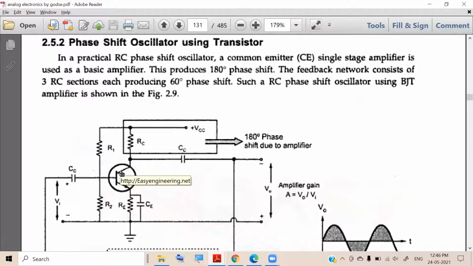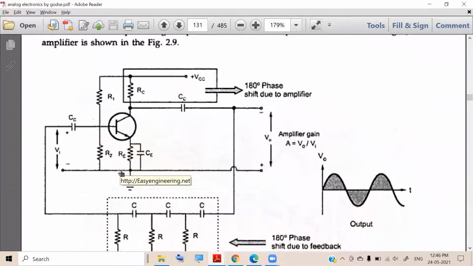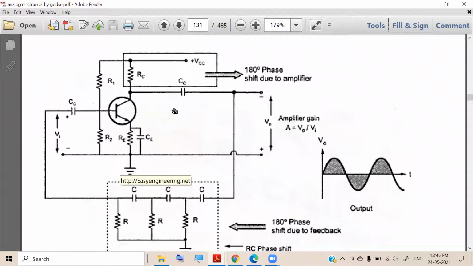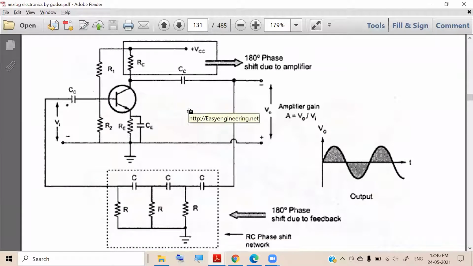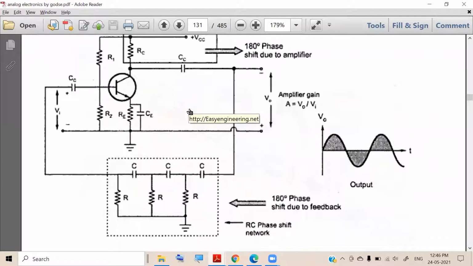Okay, so this is the circuit for the RC phase shift oscillator, right? Why is it called an RC phase shift oscillator? Because we have an RC network in the feedback, right?